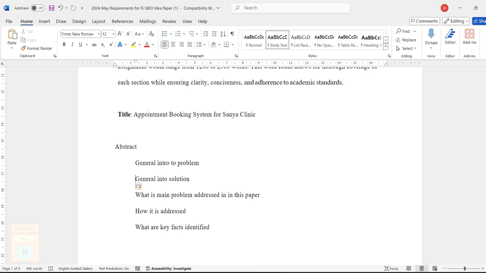Then, what are the key facts we identified from the literature review? We could have identified that successful implementations of appointment systems can provide a lot of benefits. We can discuss that. Then we say that the proposed project is feasible and can be completed within 3 months. Like that, we discuss important points related to the project.